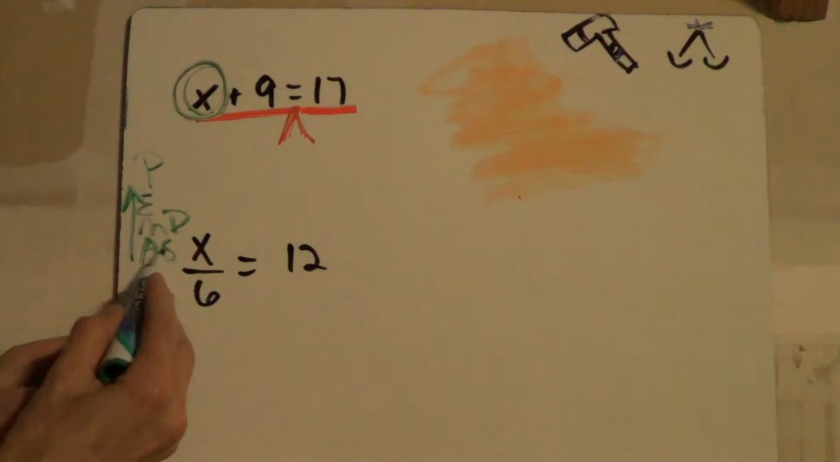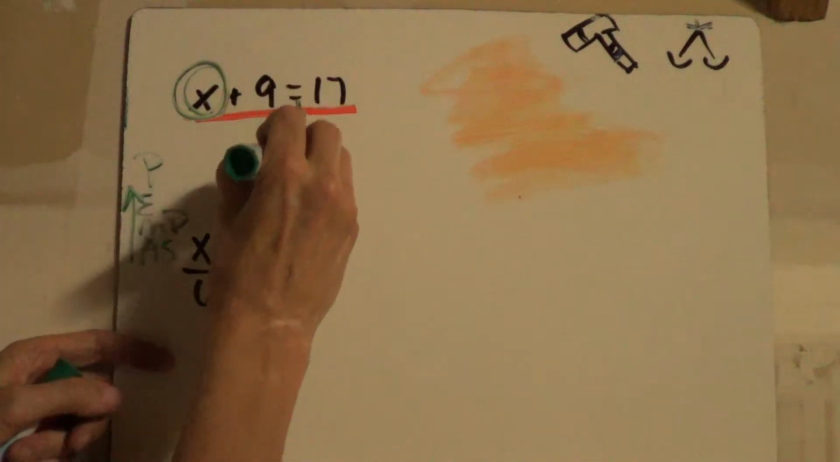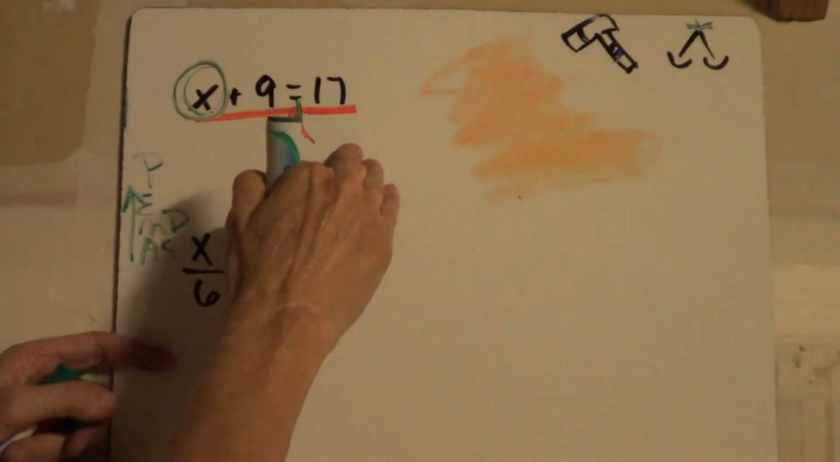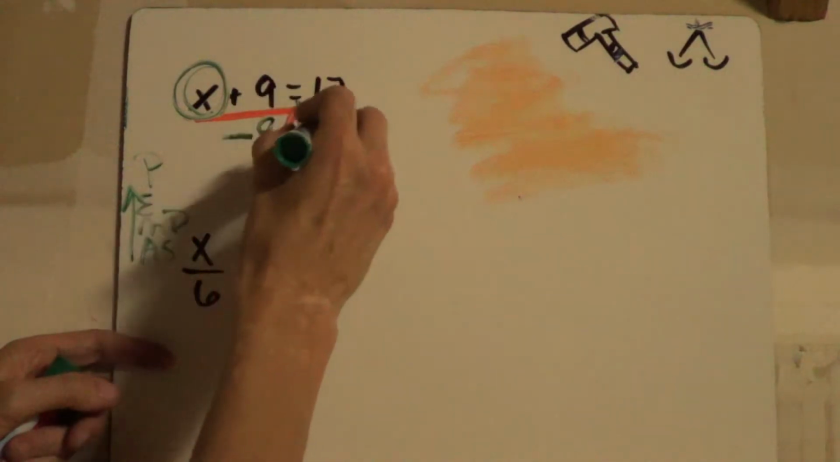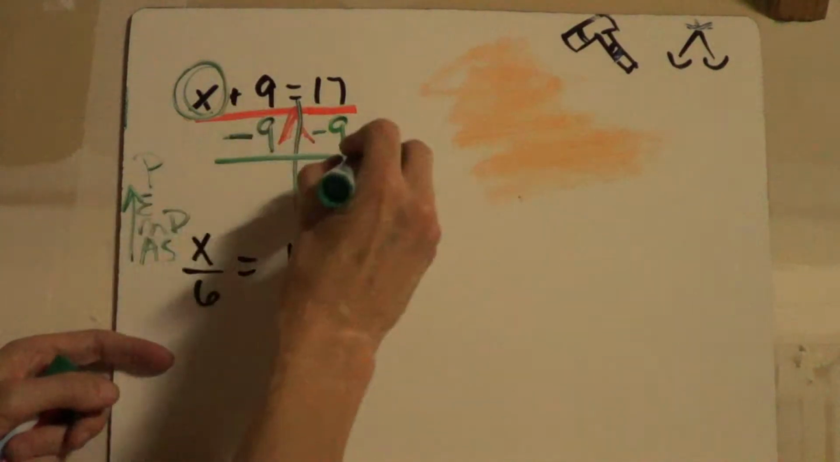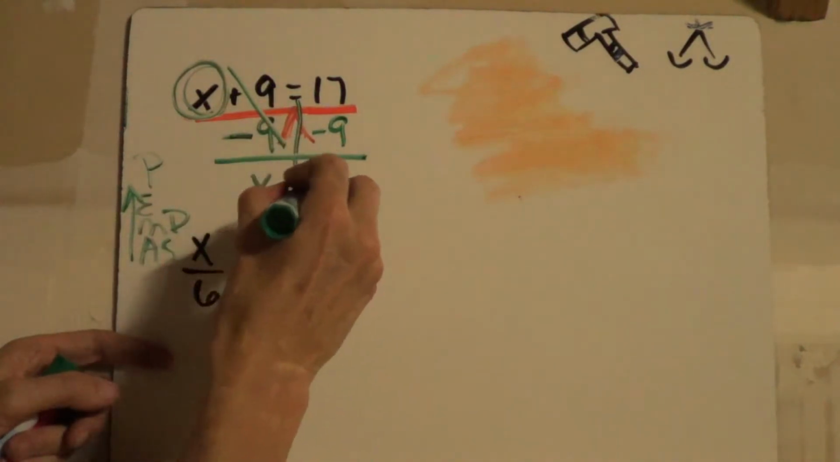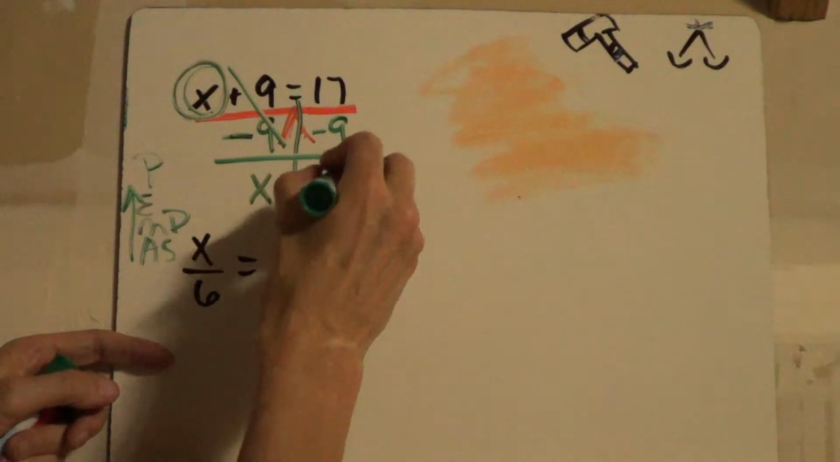And we say, is anything being added or subtracted to that x? The answer would be yes. We draw a line down where our teeter-totter is, so we make sure what we do on this side, we do on that side. And we get rid of what's being added. That wipes out. We have x by himself. That one was easy to solve. 17 minus 9 would be 8.